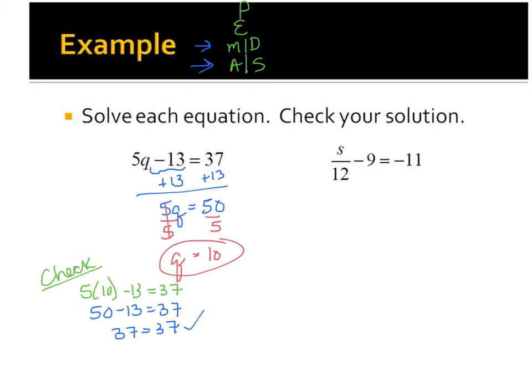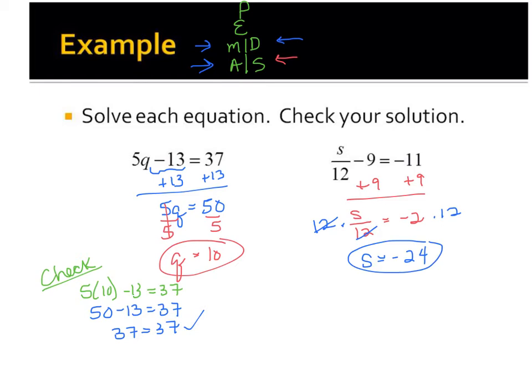All right, so moving on to s divided by 12 minus 9 equals negative 11. First, you're going to undo addition and subtraction, so we're going to add 9 and get s divided by 12 equals negative 2. And then undo the division by multiplying, so times 12 so that those 12s cancel. s equals negative 24. There's my answer.